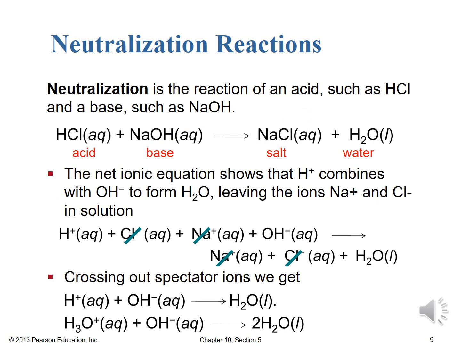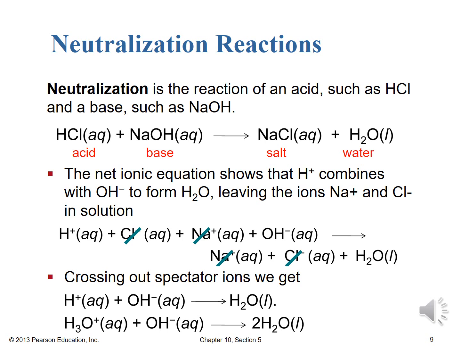Probably the most important group of acid-base chemistry reactions we'll look at in this chapter are neutralization reactions. So a neutralization is the reaction of an acid, such as hydrochloric acid, and a base, such as sodium hydroxide. We just pick our characteristic acid and base here. So HCl aqueous plus NaOH aqueous yield NaCl aqueous plus H2O liquid. So this is the classic neutralization reaction. Acid plus base yields salt plus water.